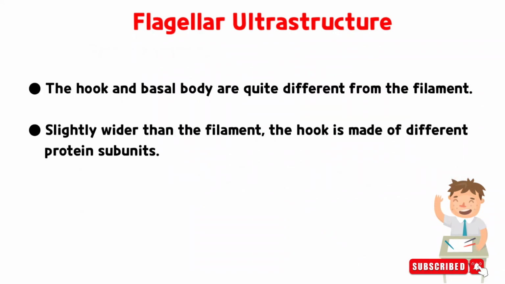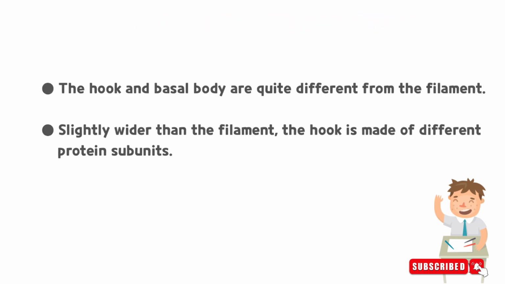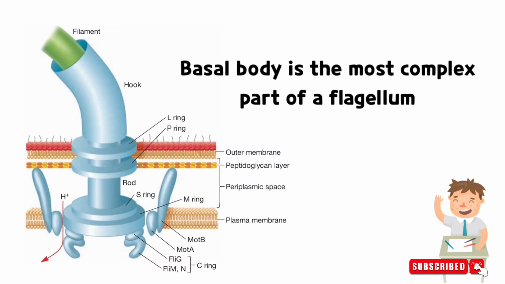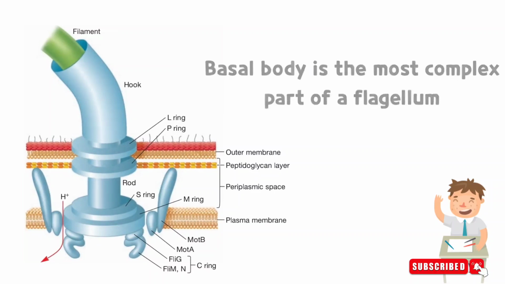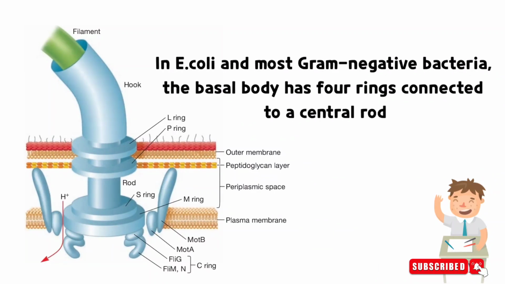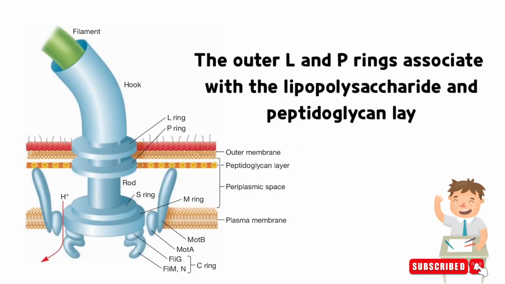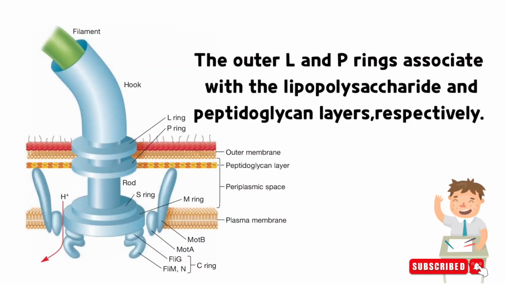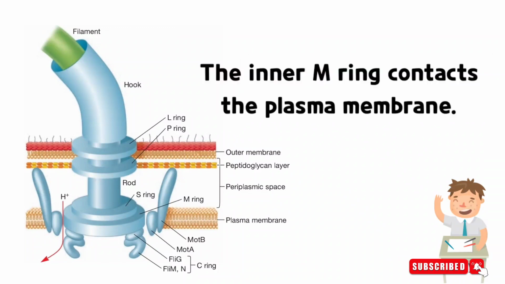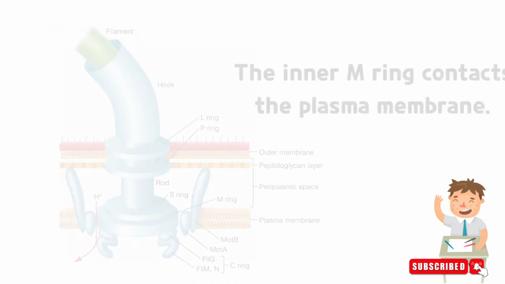The hook and basal body are quite different from the filament, slightly wider than the filament. The hook is made of different protein subunits. The basal body is the most complex part of a flagellum. In Escherichia coli and most gram-negative bacteria, the basal body has four rings connected to a central rod. The outer L and P rings are associated with the lipopolysaccharide and peptidoglycan layers respectively. The inner M ring contacts the plasma membrane.